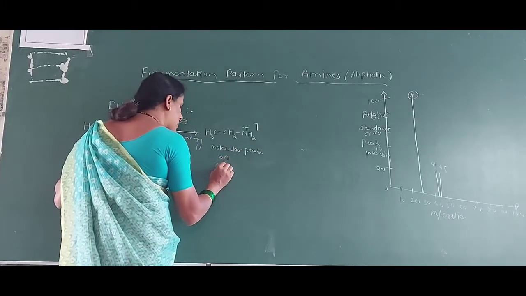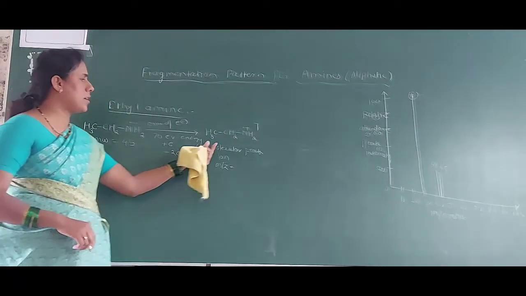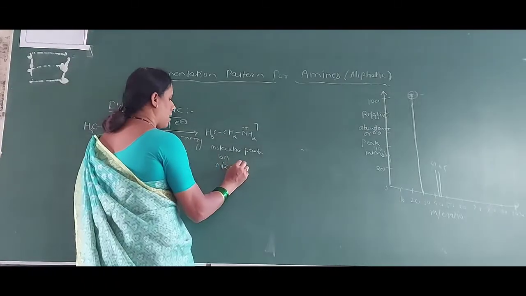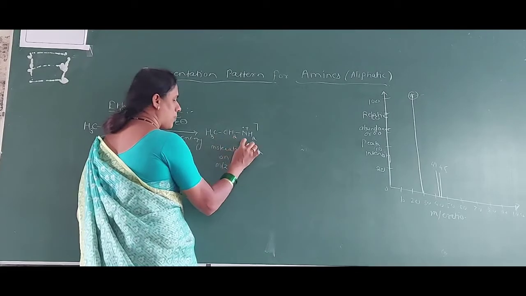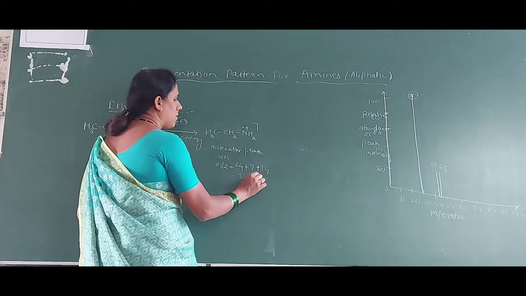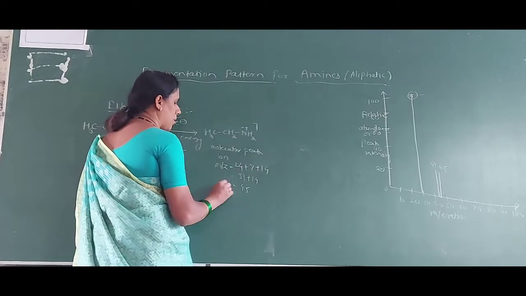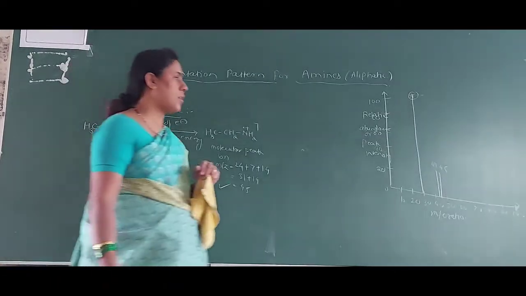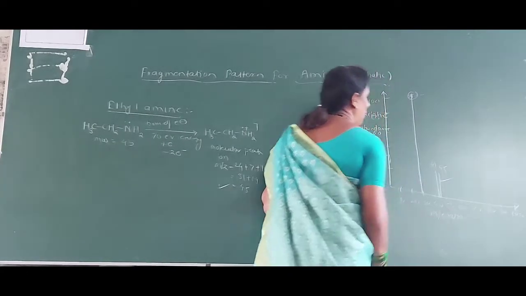at m by z ratio. What is the m by z ratio here? That is equal to, again I am writing this, 24 plus how many? 7 plus 14. That is equal to what? 31 plus 14. That is equal to 45. This first peak gives you the 45. This is the molecular ion peak.